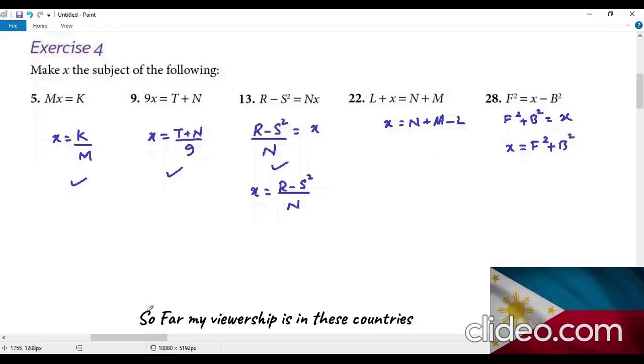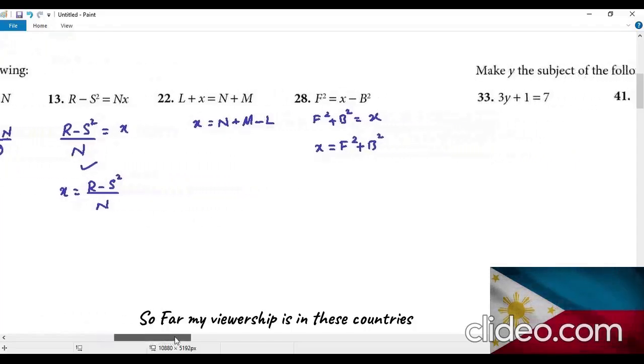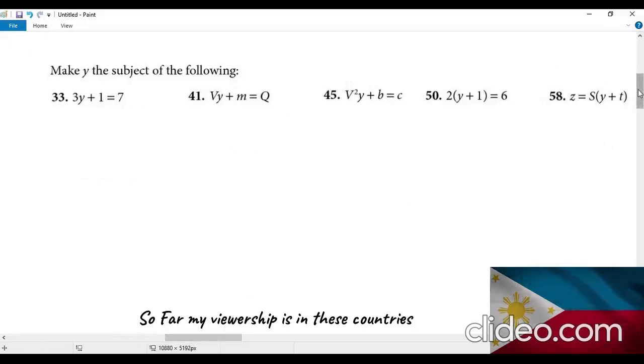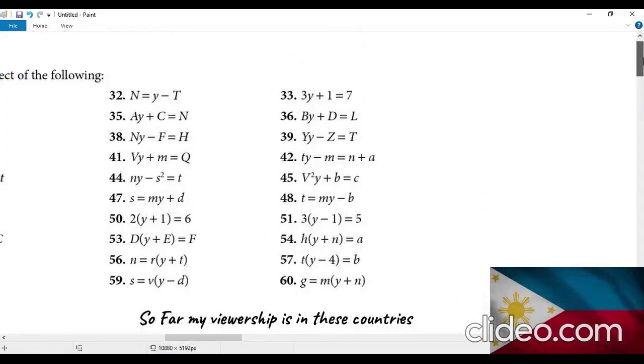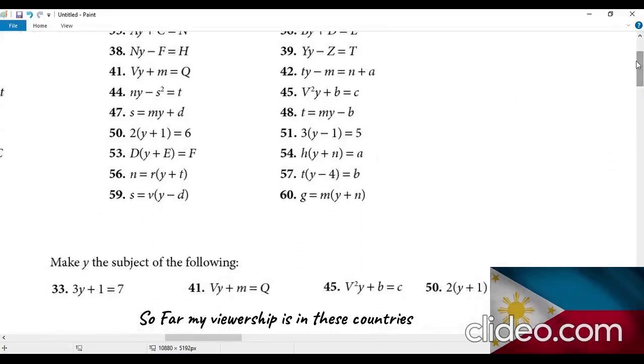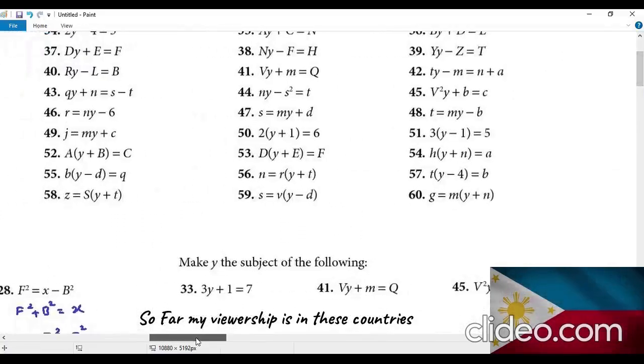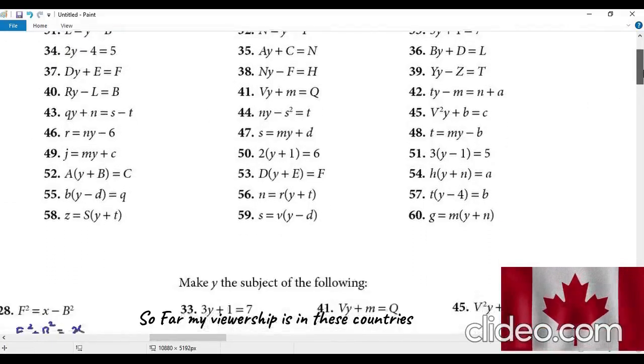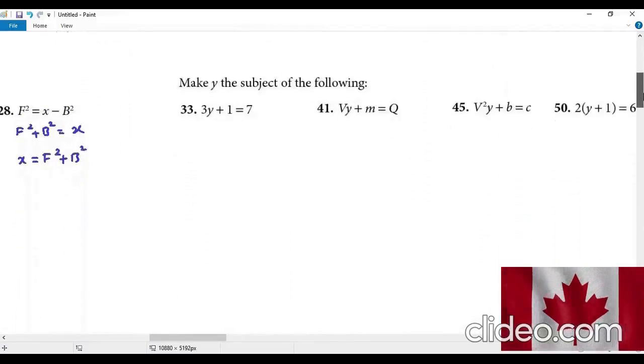Now when it comes to the second part, from 31 to 60, I have selected some questions from this section, starting from question number 33.